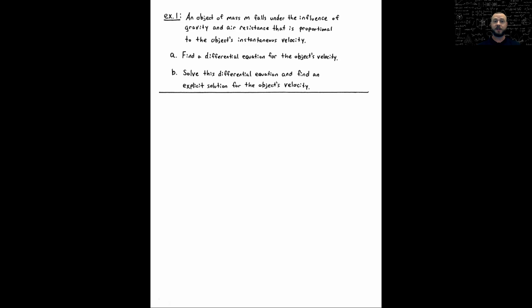All right, so the basic problem is there's an object of mass m, and it's falling under the influence of gravity and air resistance. So there's two forces acting on the object: the gravitational force or weight pulling it down, and then air resistance, which is going to slow it down. We're going to make a simplifying assumption. There are many different types of mathematical formulas for air resistance. We're going to assume that the air resistance is proportional to the object's instantaneous velocity.